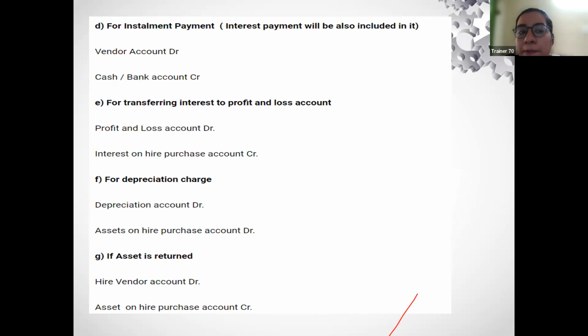After the due, you are paying the installment. So vendor account debit to cash or bank. Vendor is the receiver, he will be debited. For transferring interest to profit and loss account, profit and loss account debit to interest account. For depreciation, depreciation account debit to asset account. And if the asset is returned back, the hire vendor account debit to asset account.